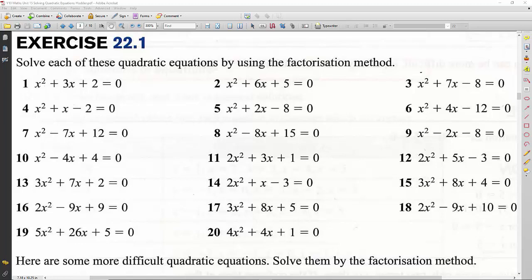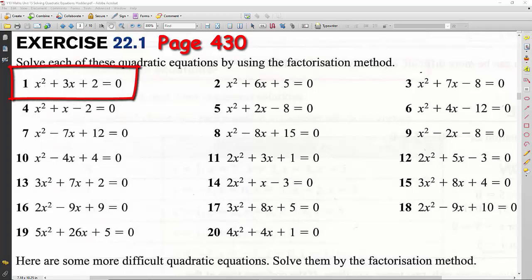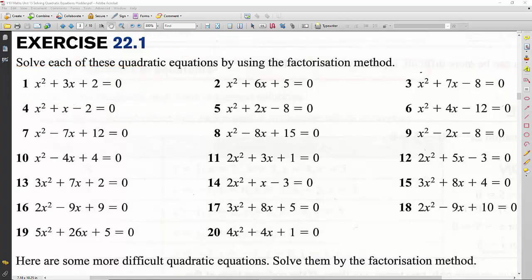Now, building on the last video on solving quadratic equations part 1, it'd be a nice idea now if you were to try some examples for yourself. So we're looking at exercise 22.1 in your textbook, on page 430. What I'd like you to do to start with is have a go at question 1, which is x squared plus 3x plus 2 equals 0. So have a go at that now quietly on your own, and stop the video and then come back when you think you've got your answer.